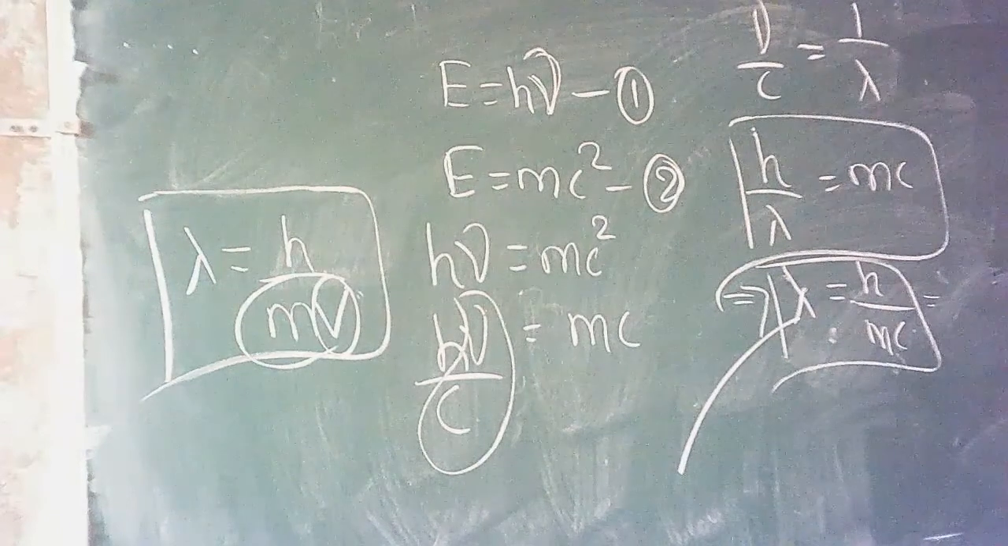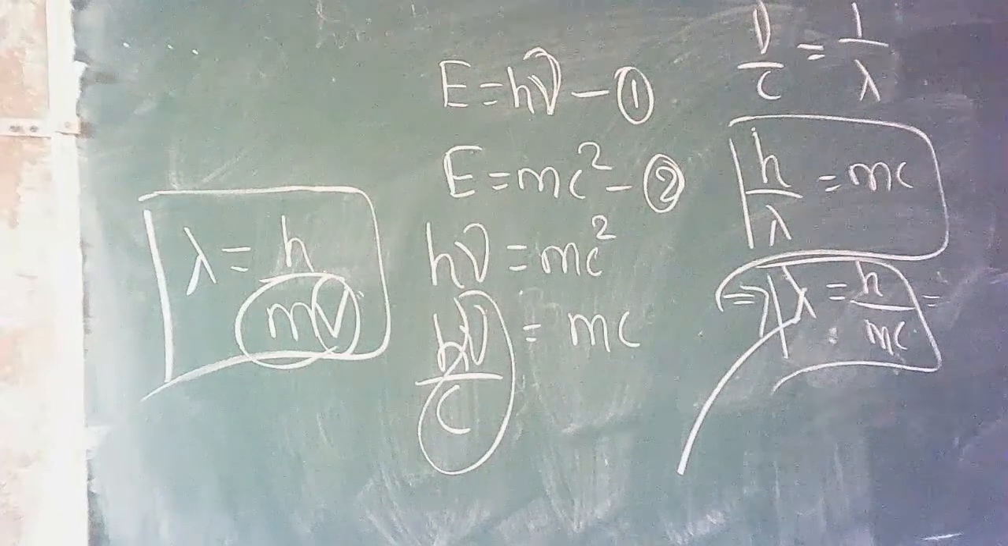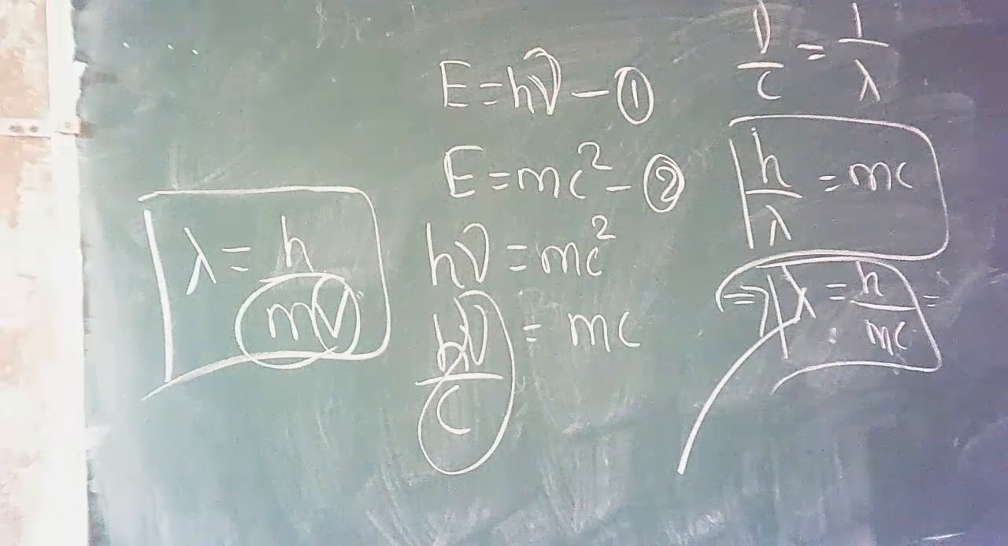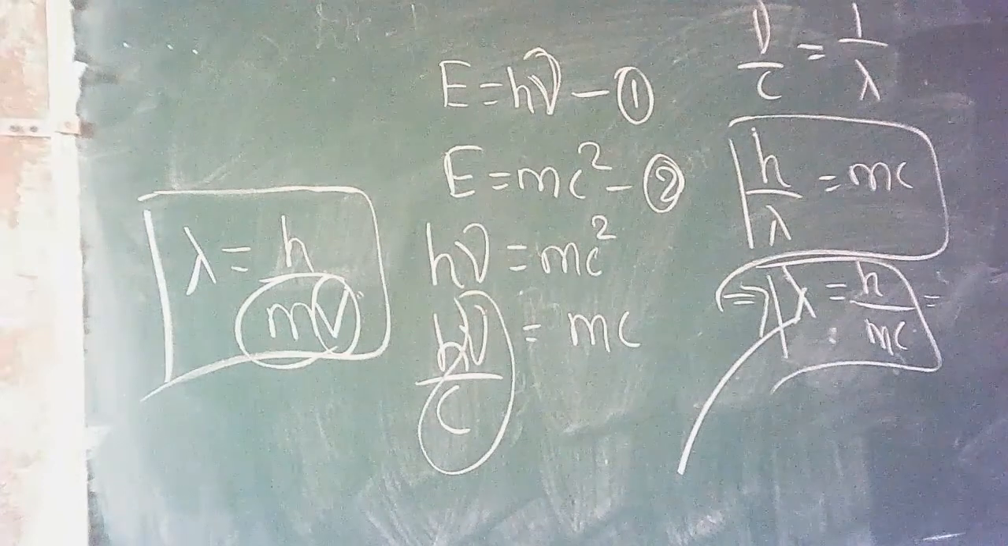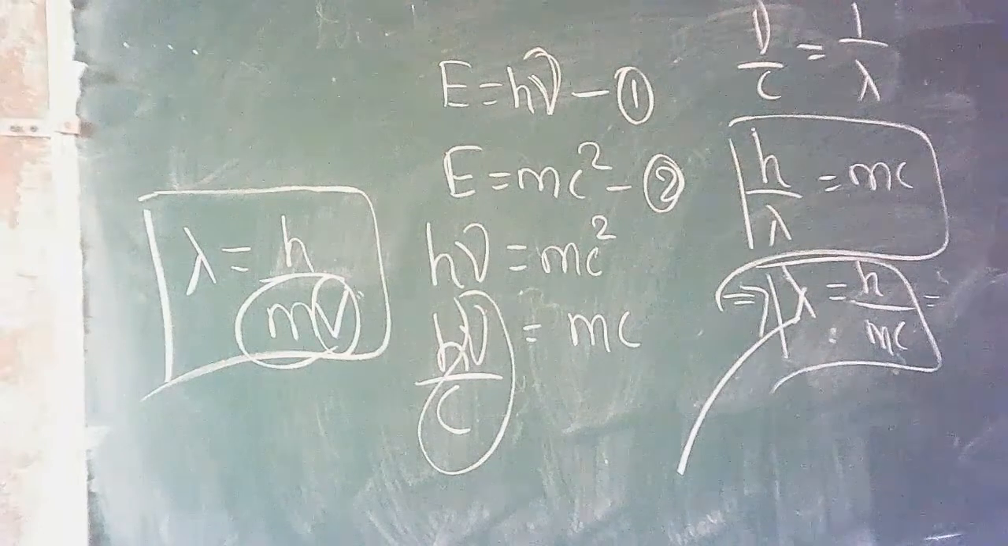Doesn't anyone know? Kusuma, Aishwarya, Sana, Rudraya, Lakshmi. What is mv? Mass into velocity is known as?